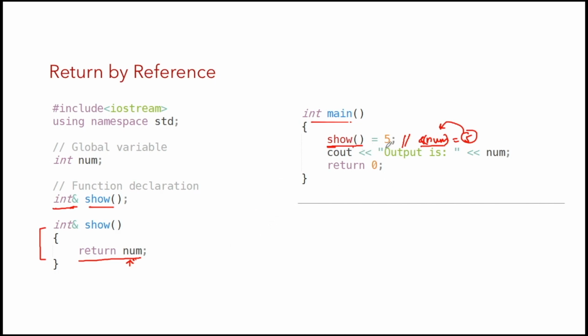So once this statement is executed, when the call is made and a reference to the variable is received, this assignment will be performed. And after that, when you write num, you will have the value 5. The compiler will print the value 5. So here is the output. It will print 5.